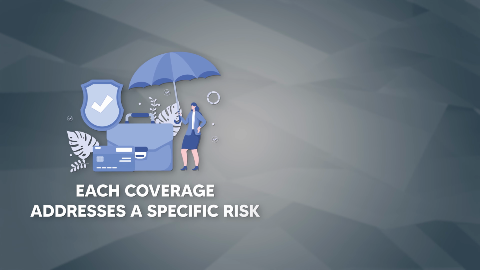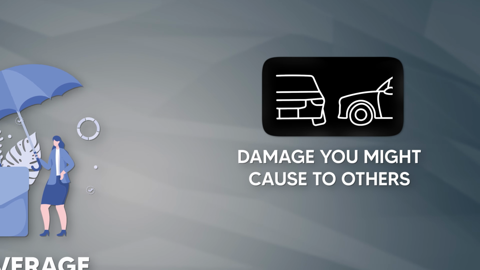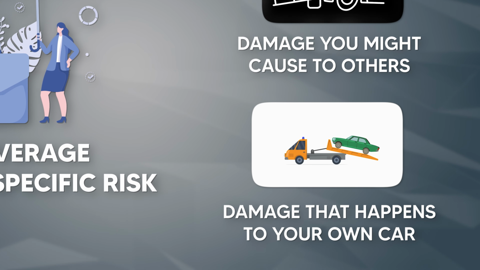Each coverage addresses a specific risk, such as damage you might cause to others or damage that happens to your own car. By understanding each part of the policy, you can see where your money is going and what kind of protection it buys you. This clarity can help you decide if you have the right coverage for your needs or if you might need to make some adjustments. Now, let's break down the key parts of a standard auto insurance policy one by one.